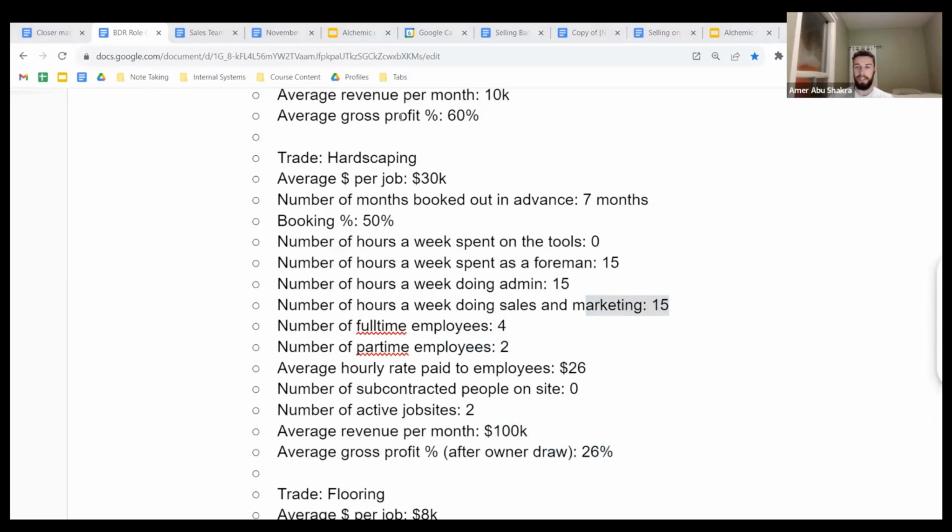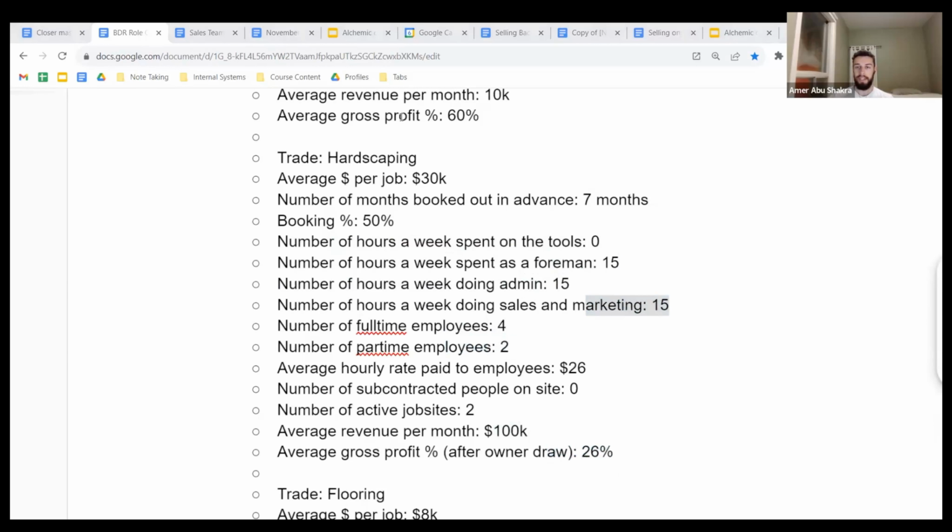Okay, so on your screen, you should see now this cabinetry business. Basically what this business does is it builds cabinets and then installs them. That's the business. So you can see the average dollar per job, similar to the last one, $30,000. The amount of months they're booked out is 1 month, their booking percentage is 60%. The amount of hours that the owner spends on the tools is 30 hours a week.